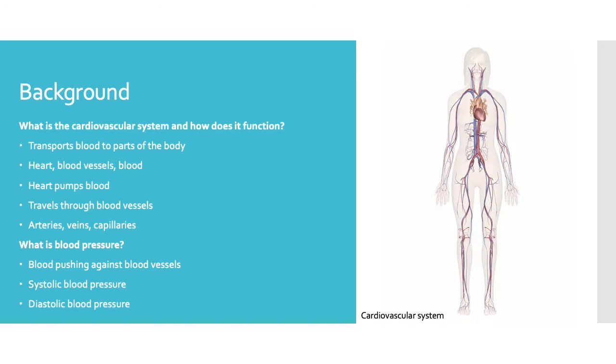What is blood pressure? Blood pressure is the force of blood pushing against the blood vessels. Blood pressure is highest when the heart pumps. This is called systolic blood pressure. Blood pressure is lowest when the heart rests between pumps. This is called diastolic blood pressure. The average blood pressure for an adult is 120 mercury systolic blood pressure and 80 mercury diastolic blood pressure.